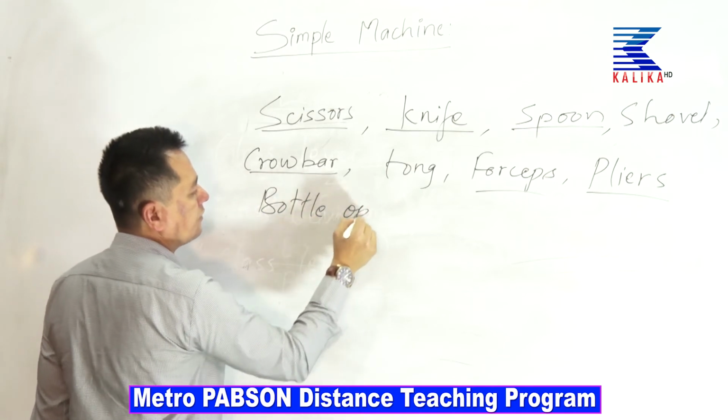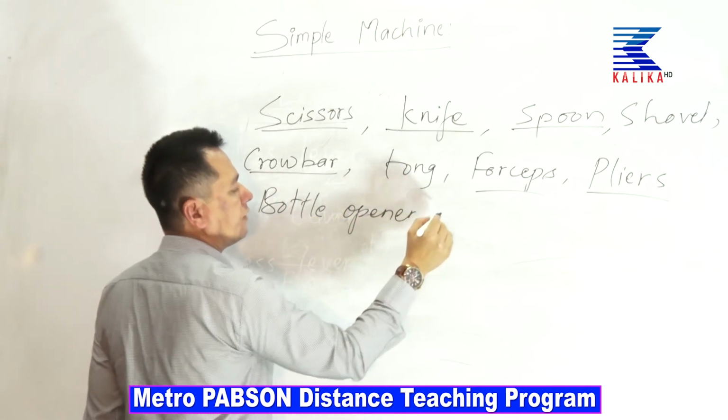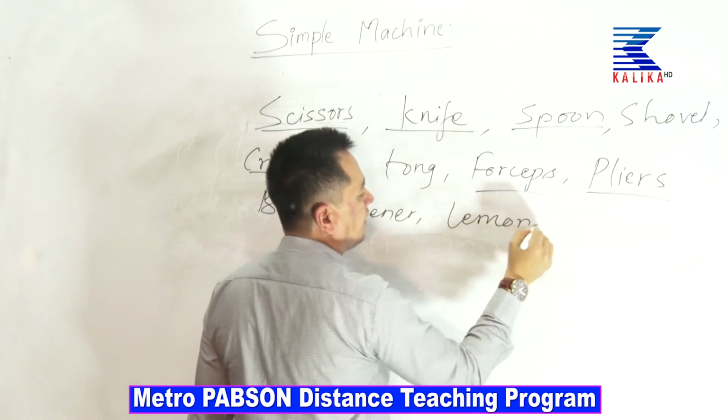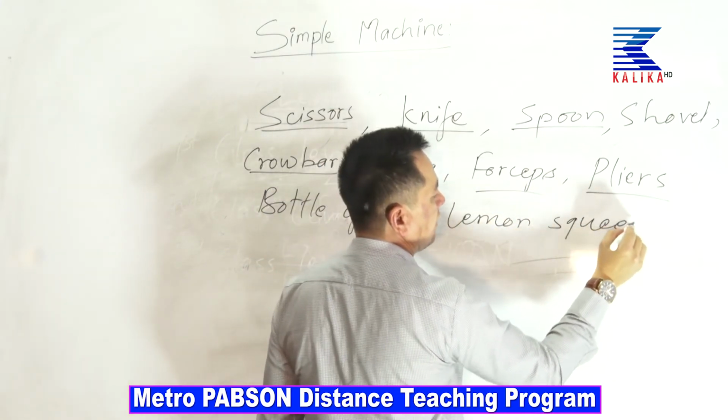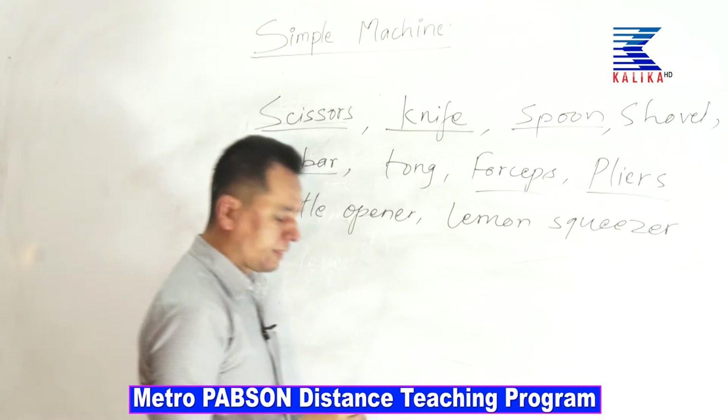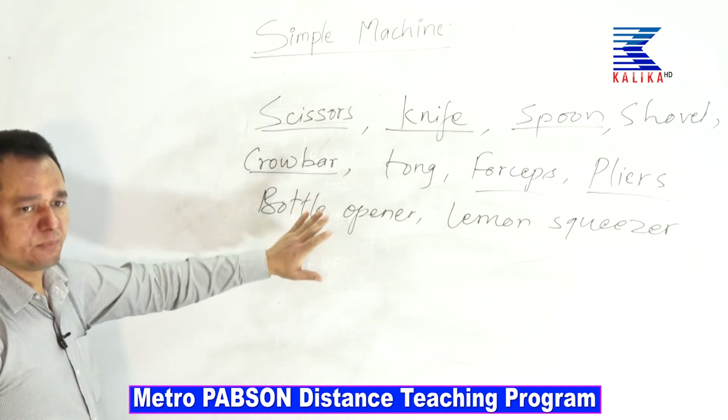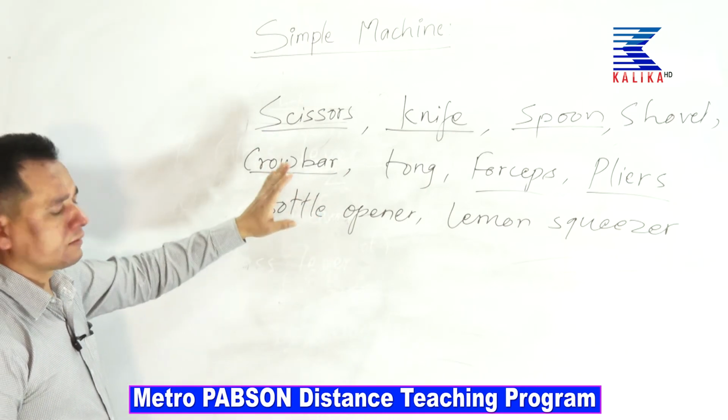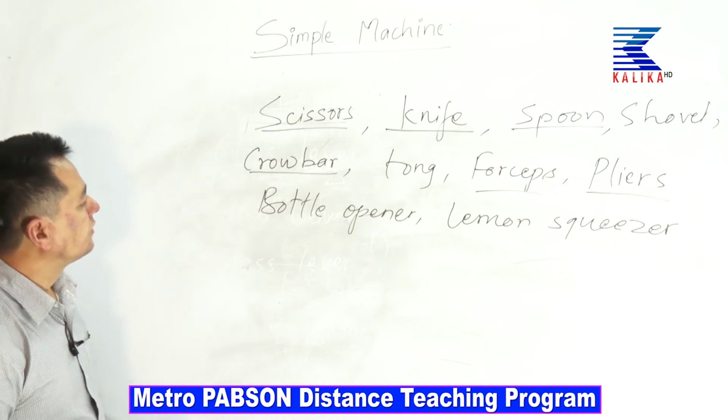Bottle opener, lemon squeezer. Now see, let's classify these examples. These are some examples of so many levers. Scissors.